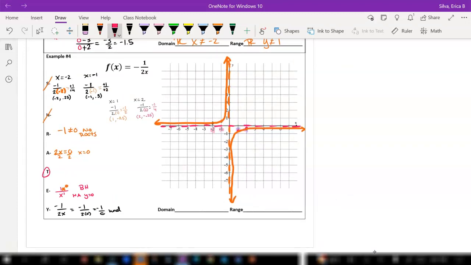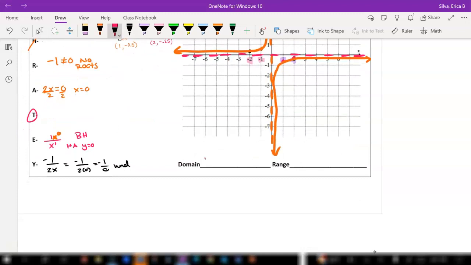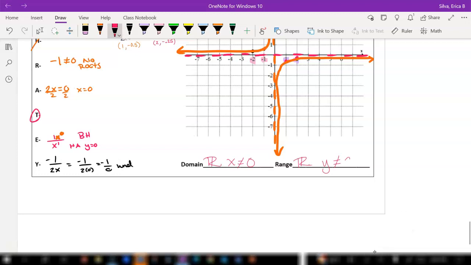So now let's look at the domain and range. Remember, for your domain, it's all real numbers except where the vertical asymptote is, which is at 0. And there are no holes, so we don't have to worry about anything else. And then for the range, again, it's all real numbers except we have our horizontal asymptote.